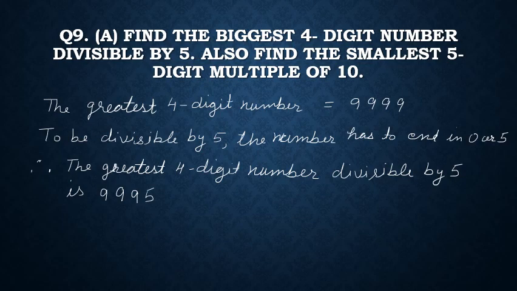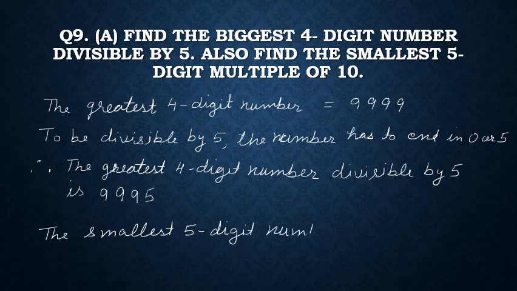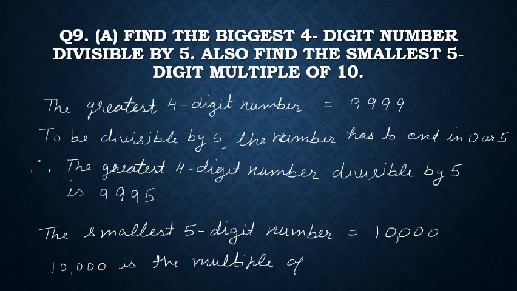And also we have to find out the smallest 5-digit number multiple of 10. So the smallest 5-digit number is ten thousand, which is a multiple of 10.